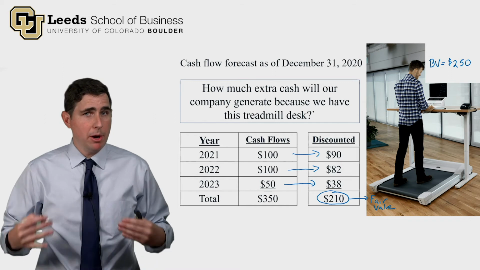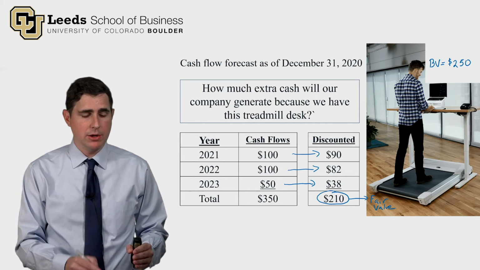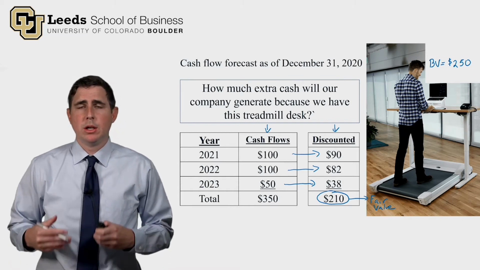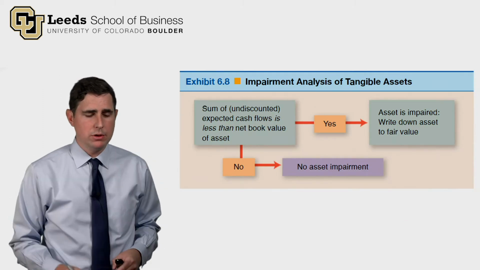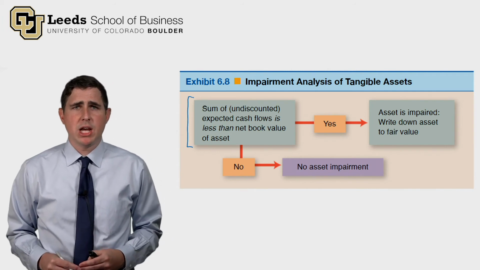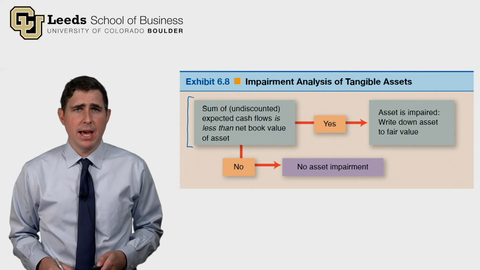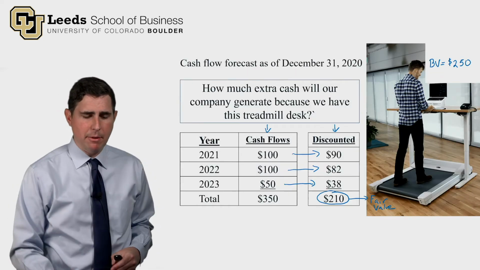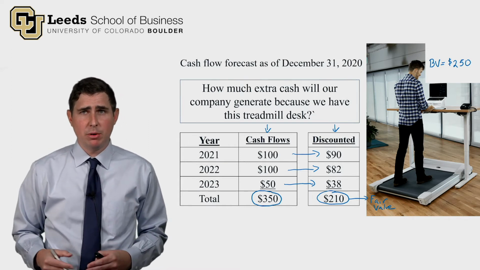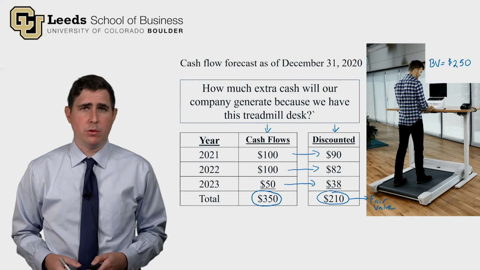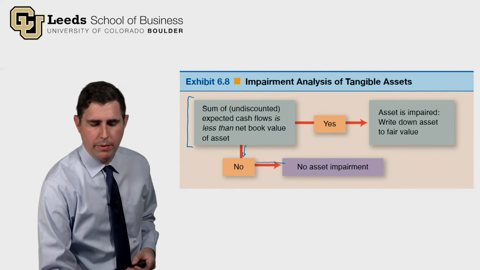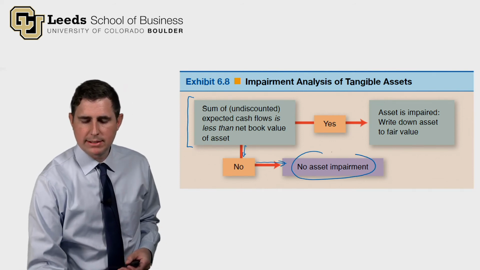So now we're doing the impairment analysis. We've produced the undiscounted cash flows here, and the discounted cash flows here. Here's how the accounting rule works. First, you start here. Take the sum of your undiscounted expected cash flows. Is it less than the book value of the asset? So let's go back. The sum of our undiscounted cash flows is $350. Is $350 less than our book value of $250? No. $350 is greater than $250. So we're going to go down the no arrow, and we do not have to record an asset impairment.